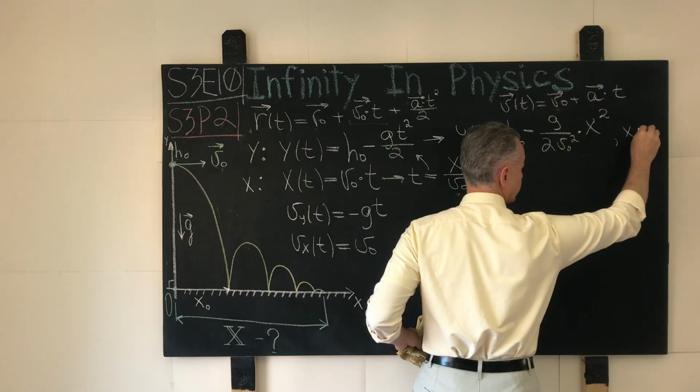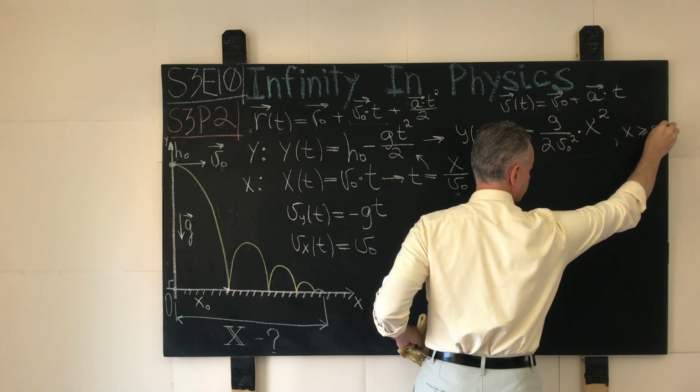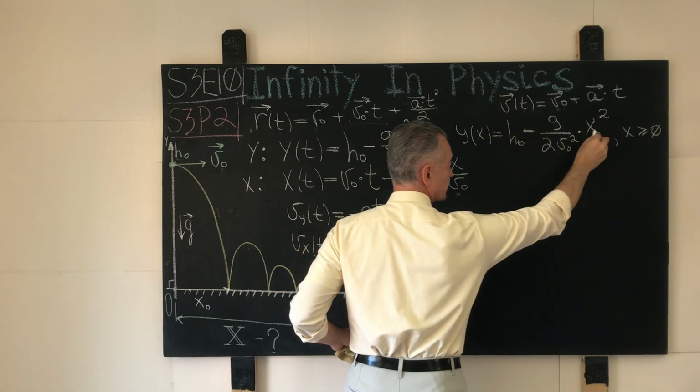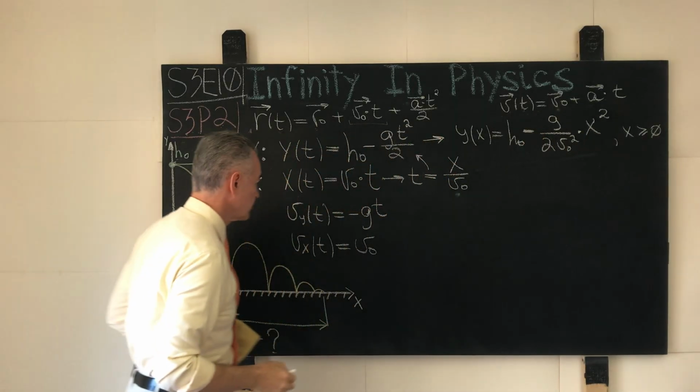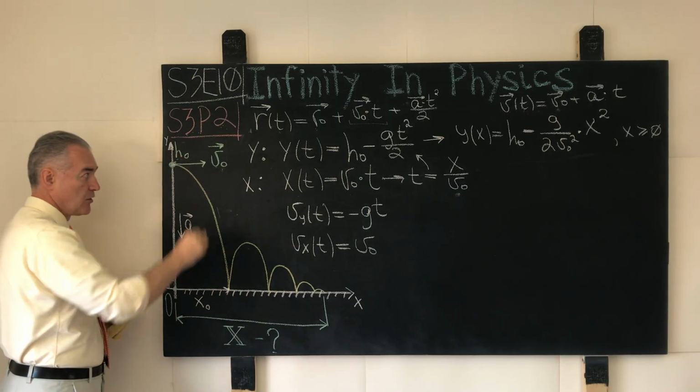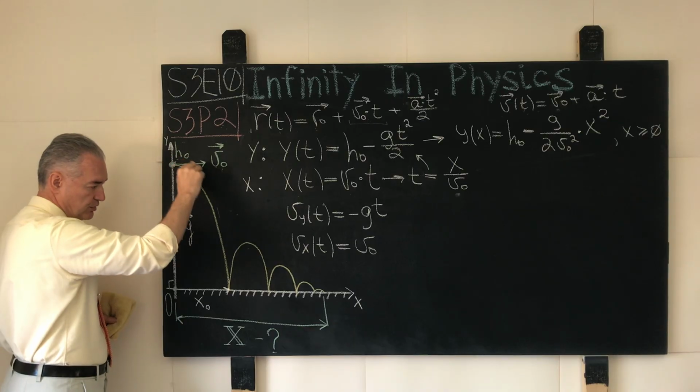X will be greater than or equal to 0. So the minus sign precisely in front of the x squared is what explains the fact that this is a horns down parabola, or the parabola whose horns point this way.